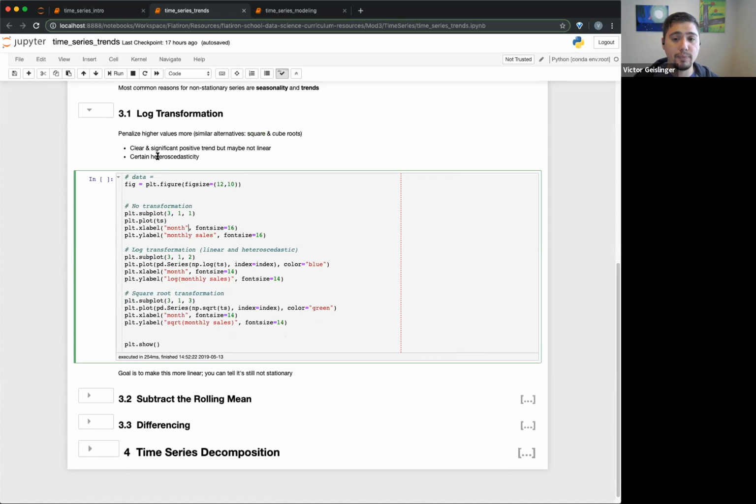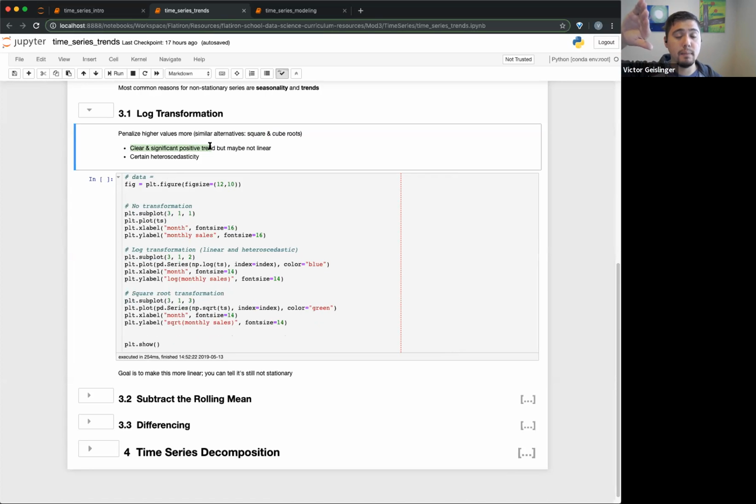And so, sorry, I lost train of thought, but this is really useful when there's a clear and positive trend, but it's not linear. So clearly it's going up, but it's not going in a linear fashion. For example, an exponential trend, which you usually think of as Euler's number e, right? e to some power. That's usually what an exponential looks like. So if we do a log, we can get rid of the exponential, so at least then we can make it more linear.